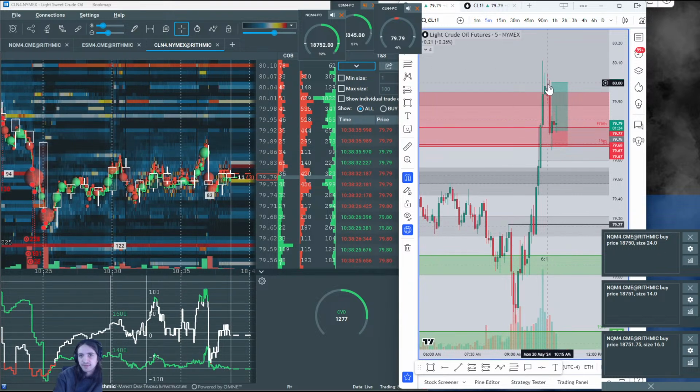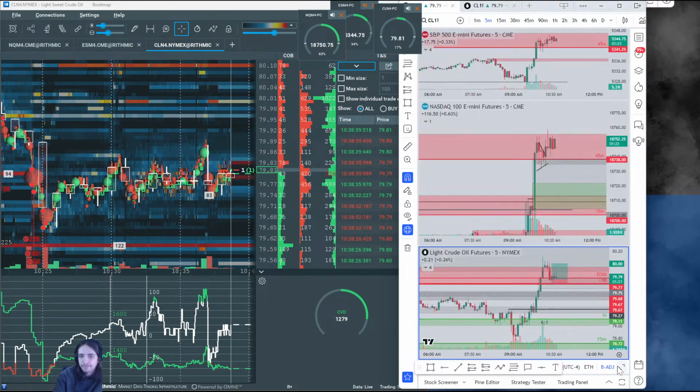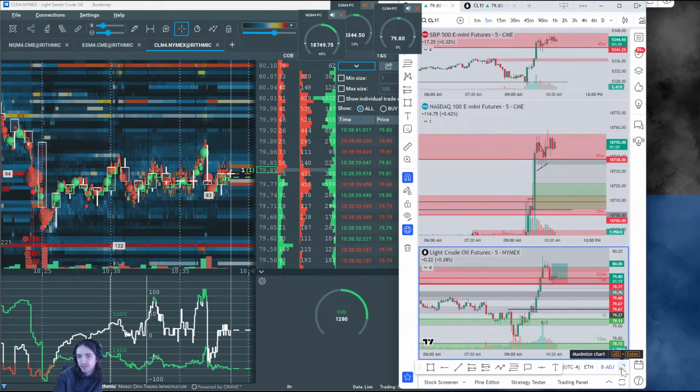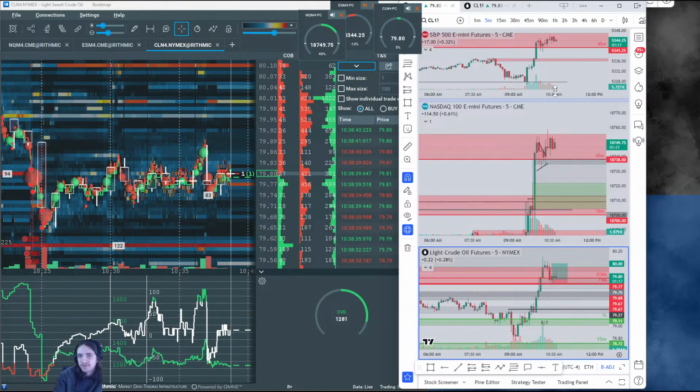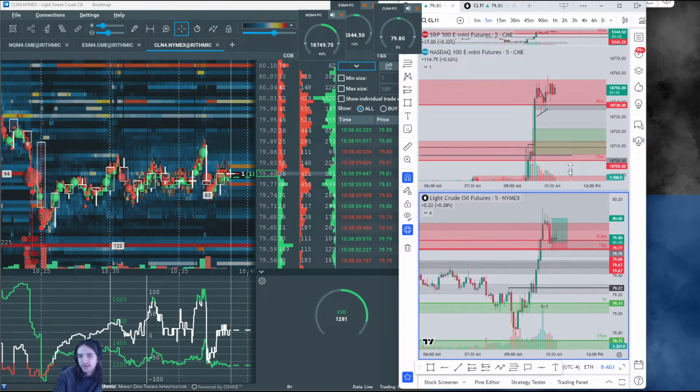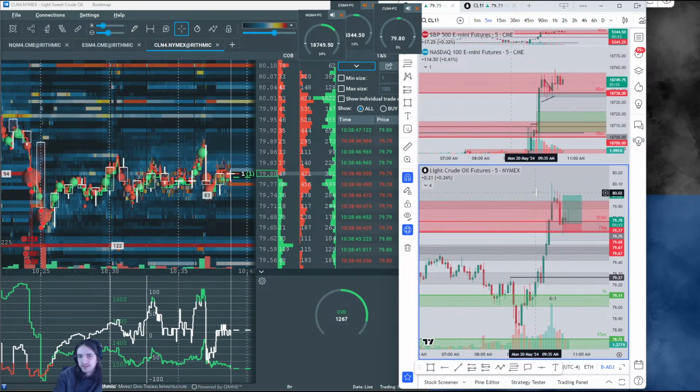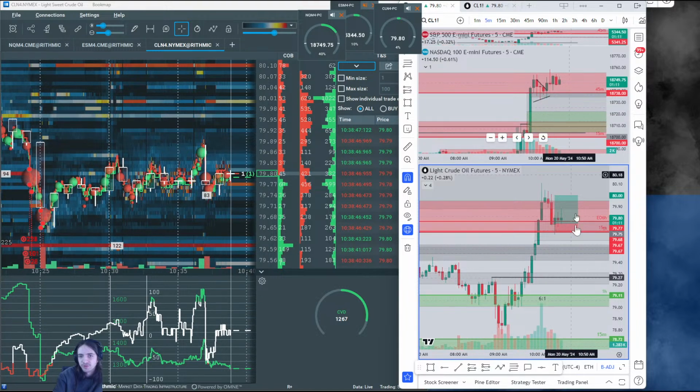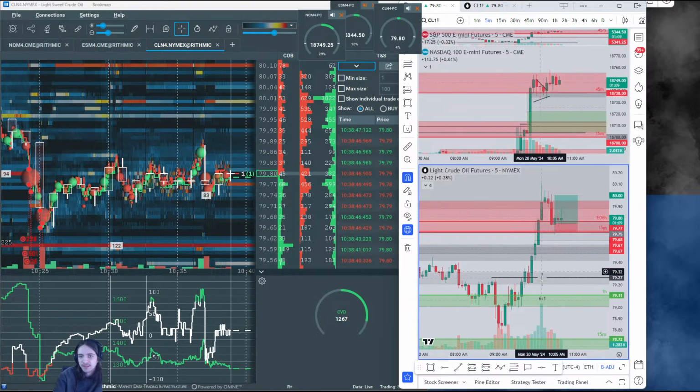Nasdaq with some buying pressure, but still in a range. We'll put that up there. We'll put that right there. That way, we can watch crude and the Nasdaq.